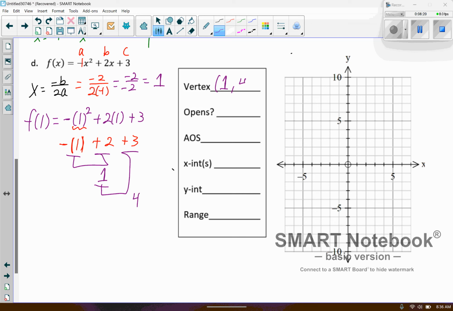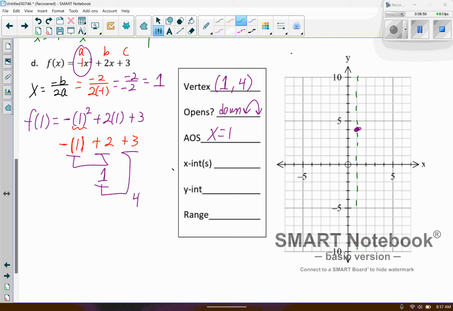So I'm going to be at 1, 4, over 1, up 4, so I'm up here. I know this time it's going to open down because my a value was negative, so I open down. The axis of symmetry would just be x equals 1, and that's the line that's going to cut this in half. If I find any point, I can reflect it across that axis of symmetry.